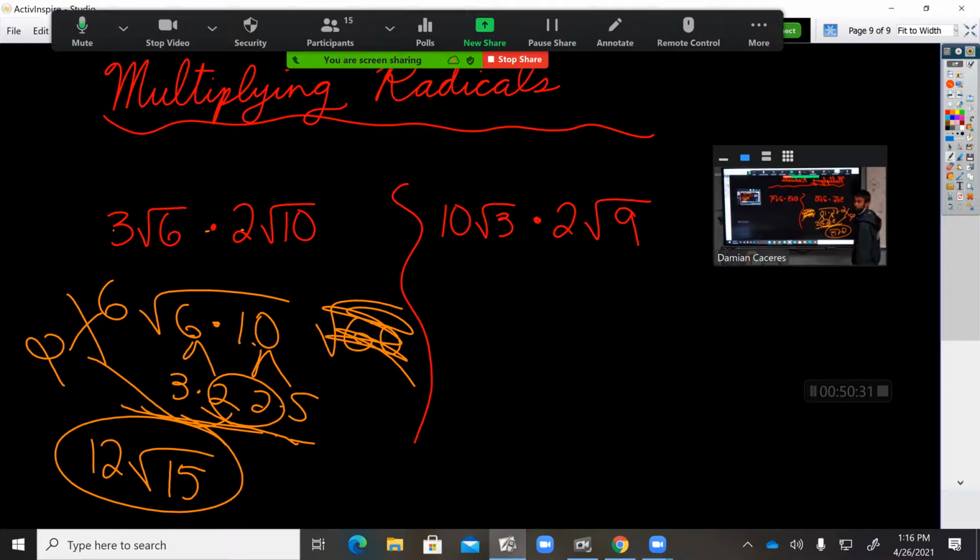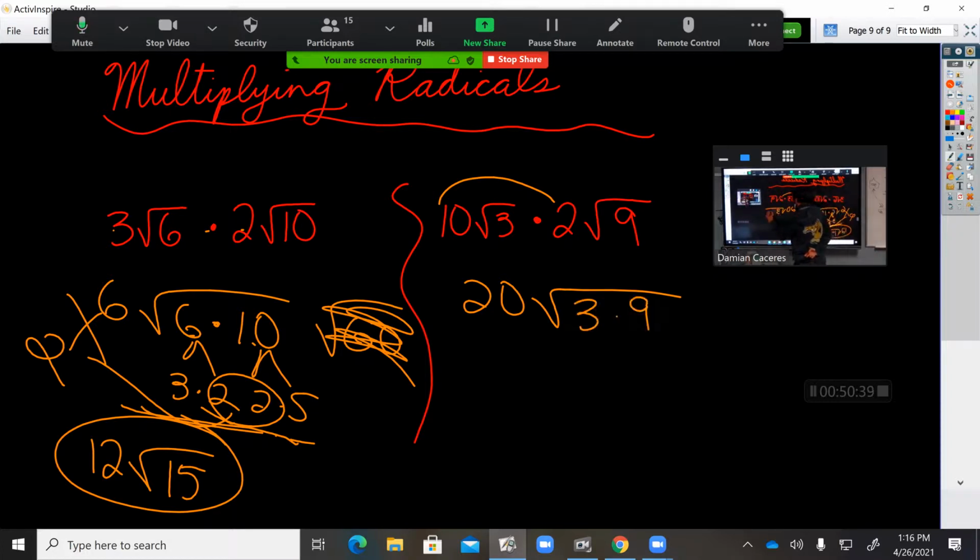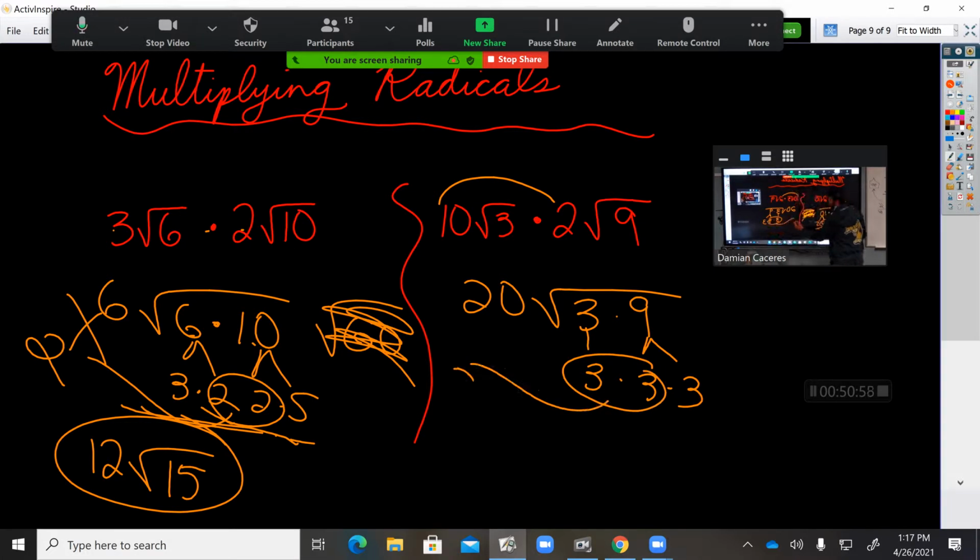So let's try that last one over there. 10 times 2 is 20. And square root of 3 times the square root of 9 is the square root of 3 times 9. Radical times a radical, put them in the same radical. And now keep breaking down the 9. 3 times 3 is 9. Bring down your original 3. Now, does anything repeat twice? If it repeats twice, it comes out once. If there's a 20 out there, what do I do with it? I multiply it. 20 times 3 is 60, and we still have that 3 in there.